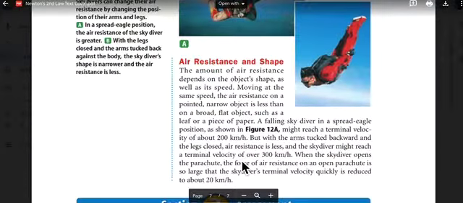Skydiving, shape makes a difference. So here's an experiment. Take 2 pieces of paper, crumple one up, leave one flat. You drop them at the same time. The crumpled one will hit the floor first, and the flat one will just kind of float down.